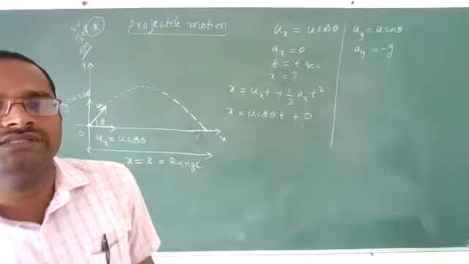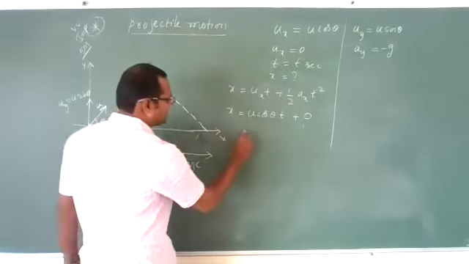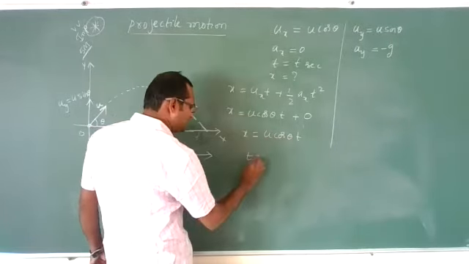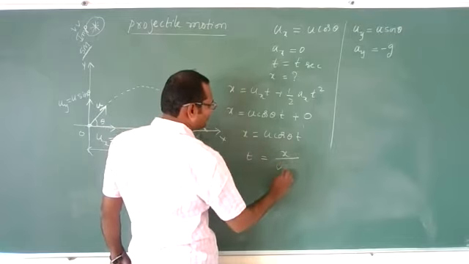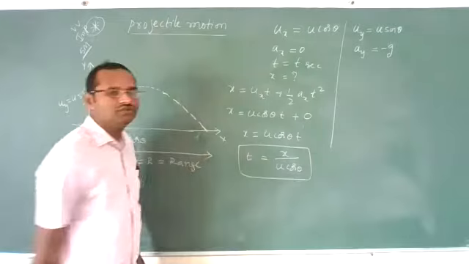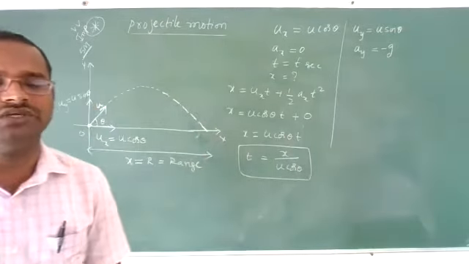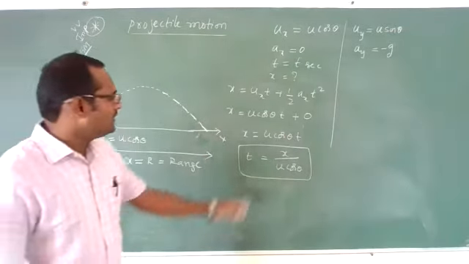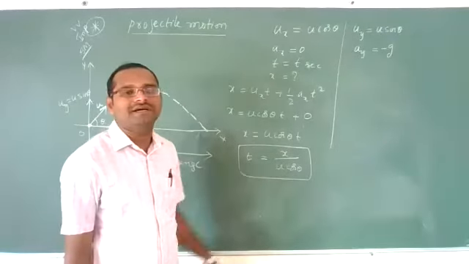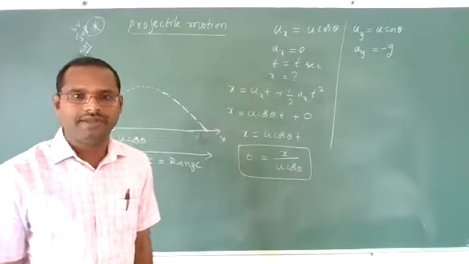That means x comes out to be u cos theta into t. Then t will be x by u cos theta. Remember this value: t is equal to x upon u cos theta.